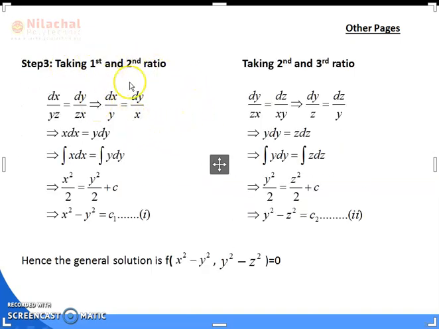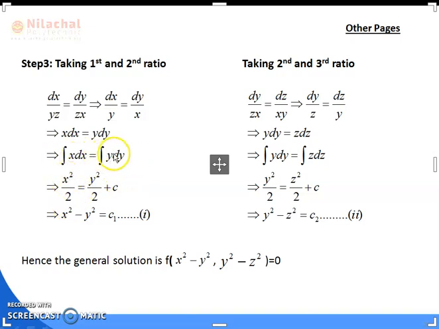Similarly, then come to our question. We have to take the first and second ratio. First and second ratio is dx by yz equal to dy by zx. You can see in both the ratios z is common, which means they can cancel now. The remaining part is dx by y equal to dy by x. That means you just cross multiply: x into dx equals y into dy. I am writing here. After that, integrate both sides. So integration of x dx is x square by 2.